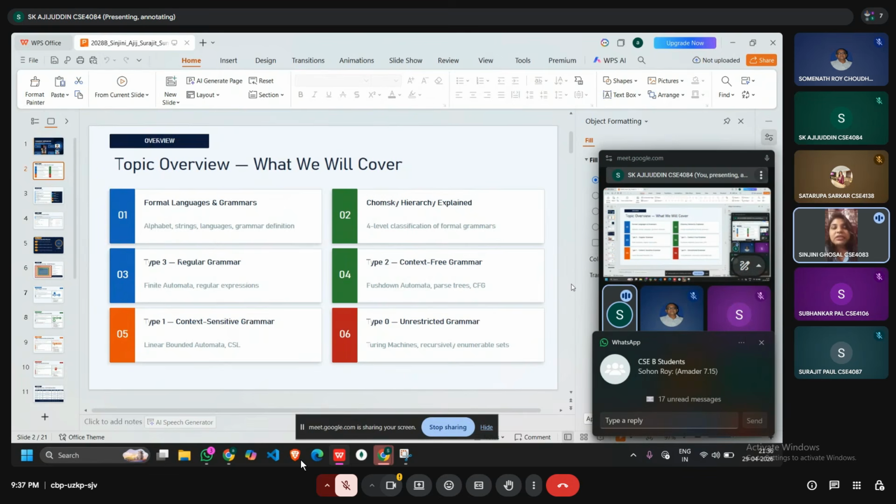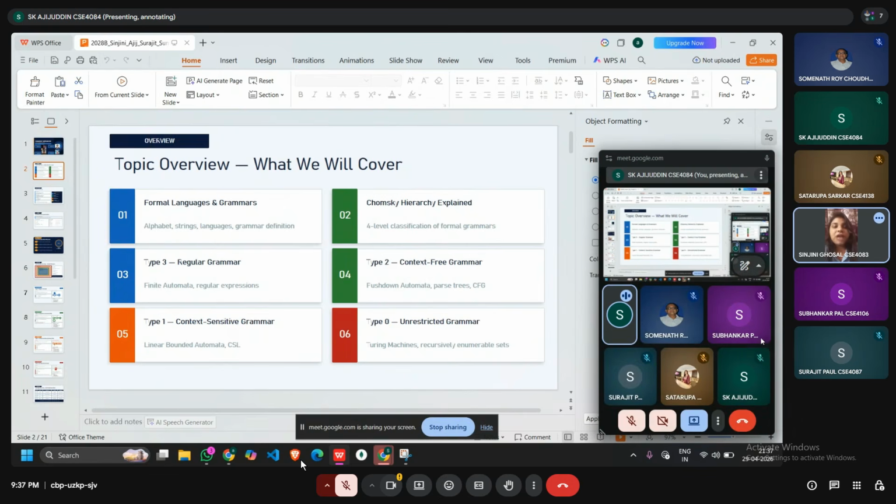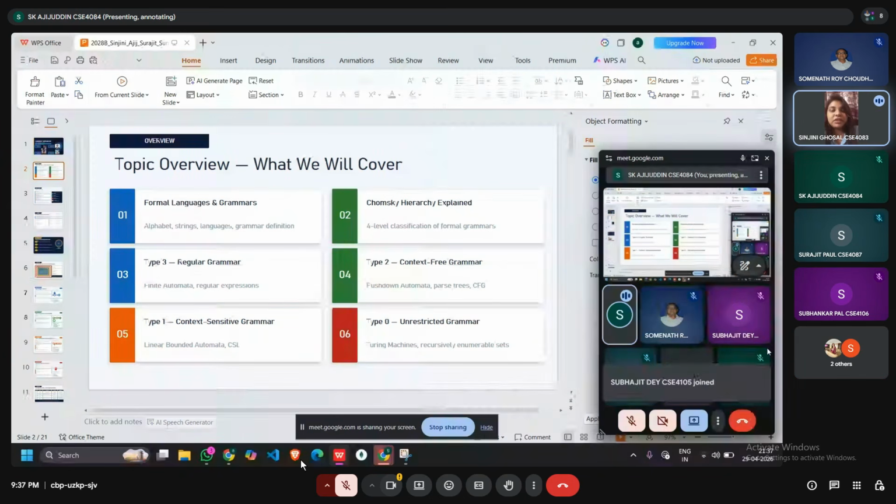So in this slide, this is an overview of our presentation. I will briefly overview the presentation. We will first understand what formal languages and grammars are. Then we will study the 4 types of grammar step by step from simplest to most powerful.